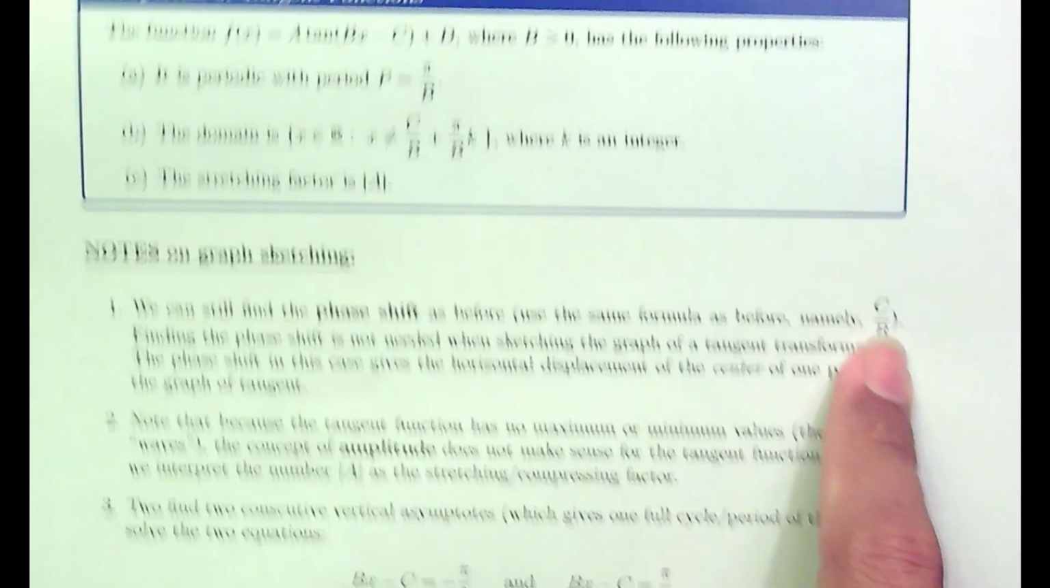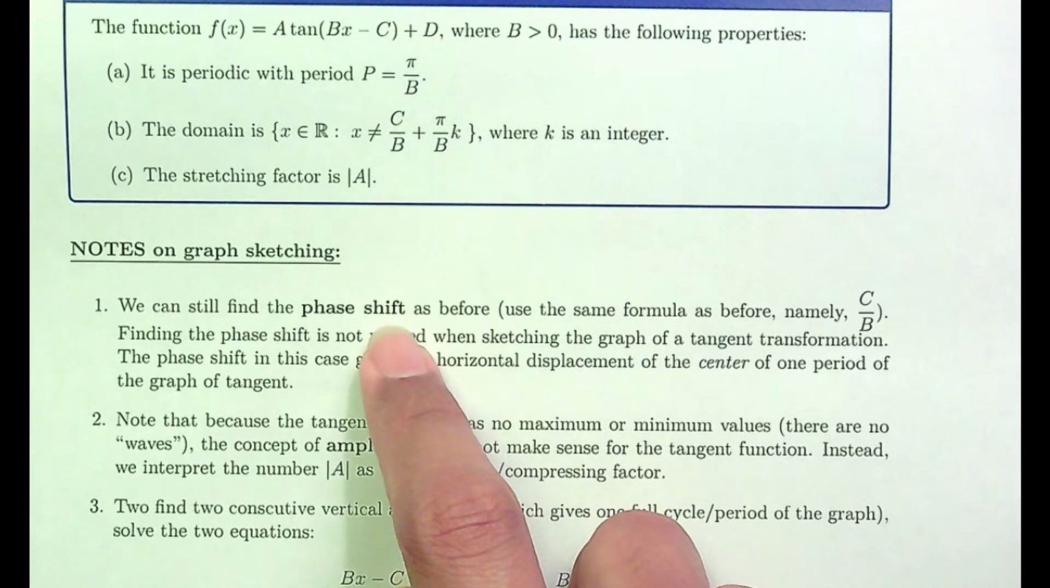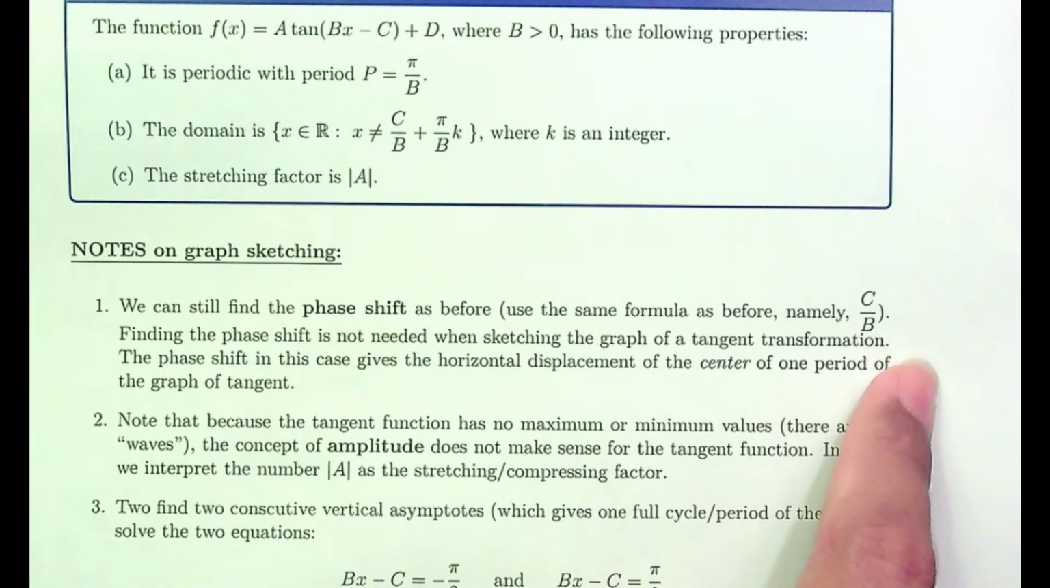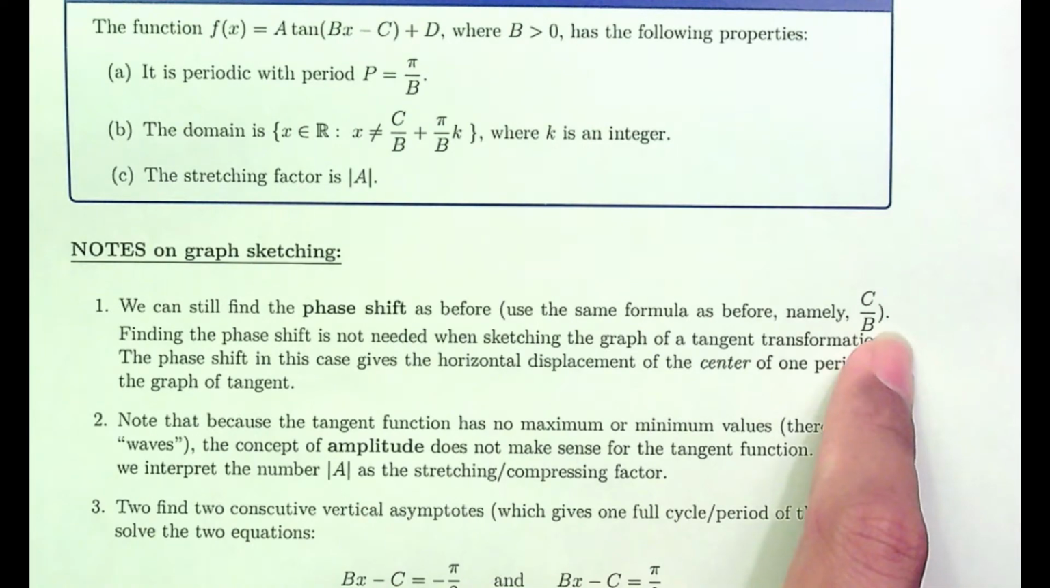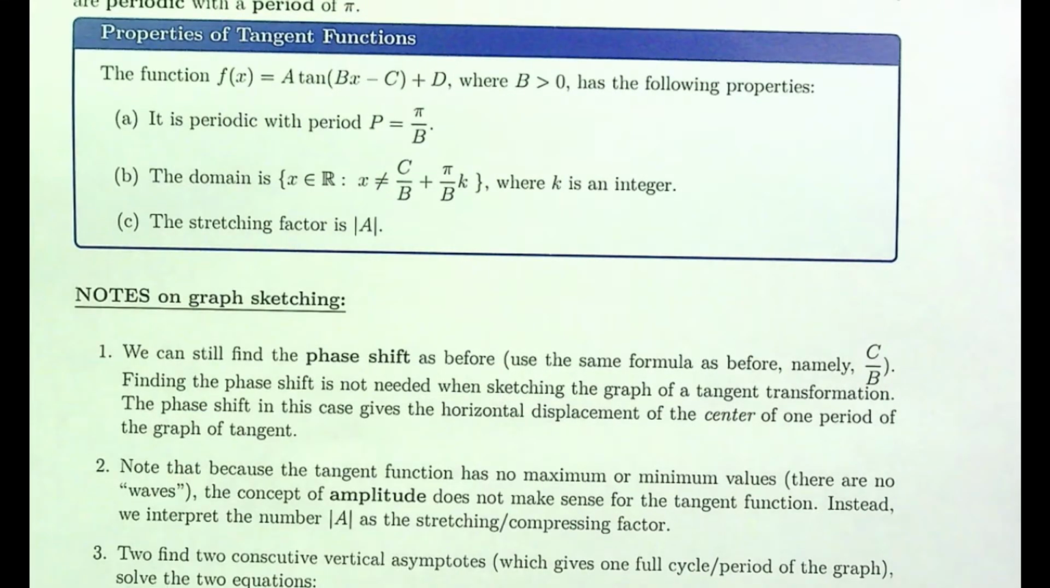You could also find the phase shift if you really wanted to. I think the homework might ask you to find the phase shift. You can use the same formula as for sinusoidal functions: the phase shift is equal to c over b. But for actually sketching the graph of a transformation of tangent, we don't really need it. You can find it, but it's really not needed.